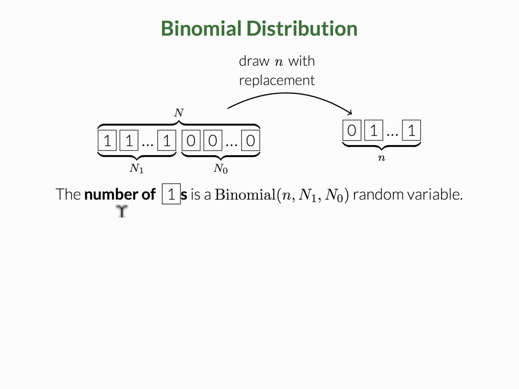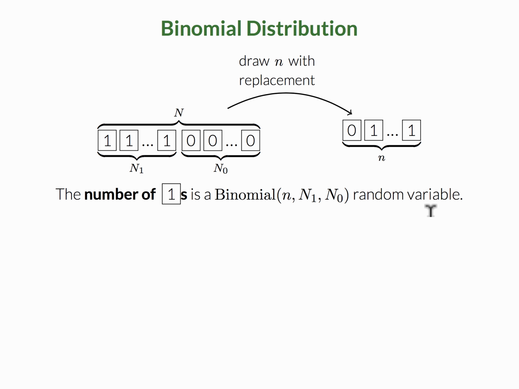Now, what exactly is the random variable in the situation we've described? Well, if we look at the number of 1 tickets in our sample of little n tickets, that random variable has a binomial distribution. And of course, that distribution is going to depend on how many ones and zeros were in the box to begin with, and the size of our sample, little n.